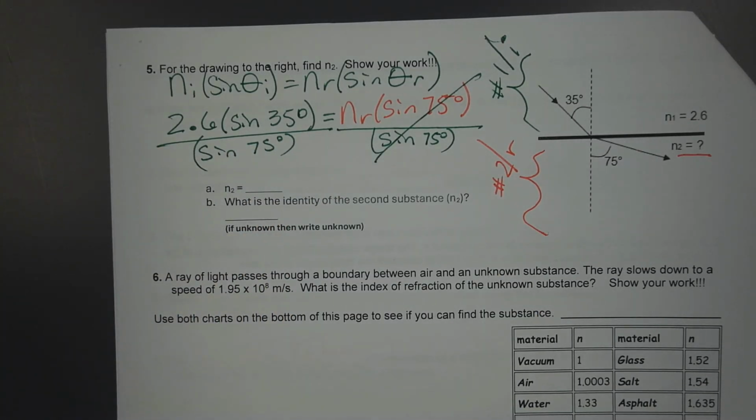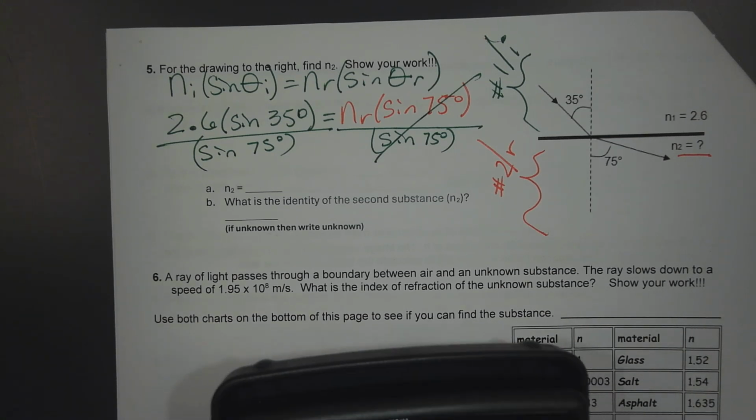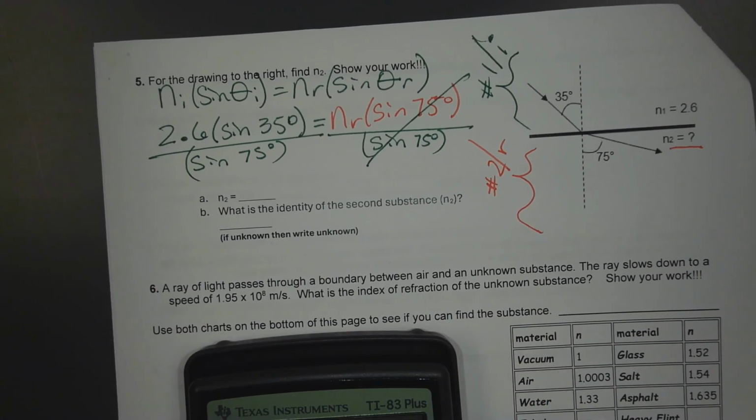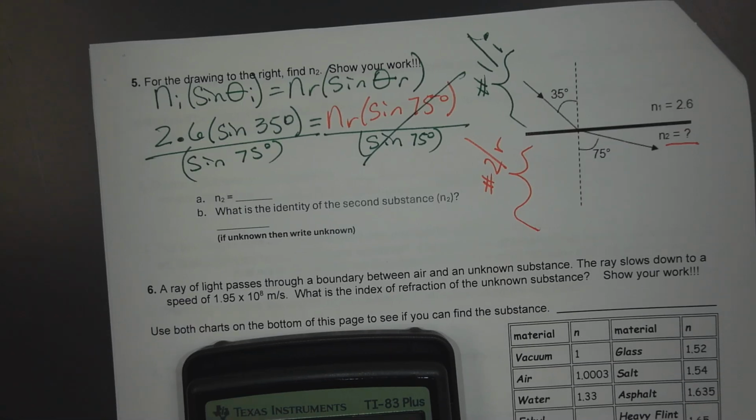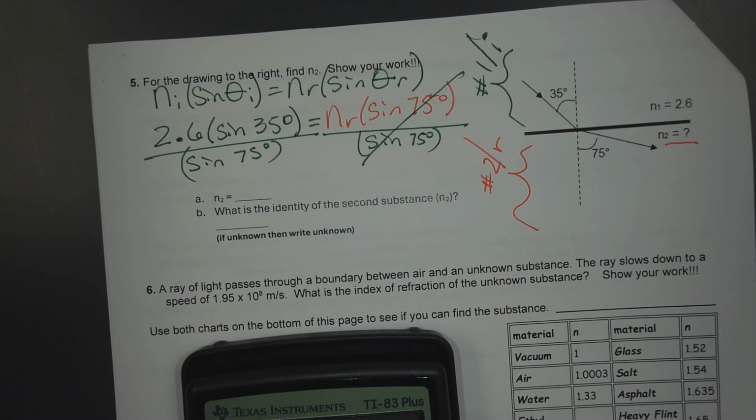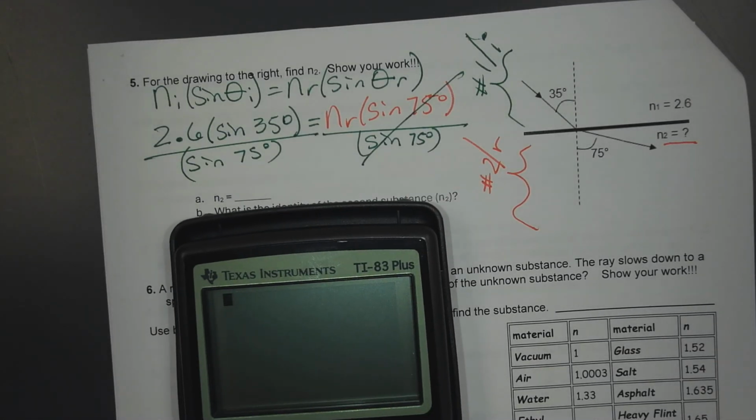Now for this situation, handy dandy calculator. Let me double check. The sine of 35. Nope. I'm not in the right mode. Let's see. Degree. Clear. Alrighty. Now we can do this.